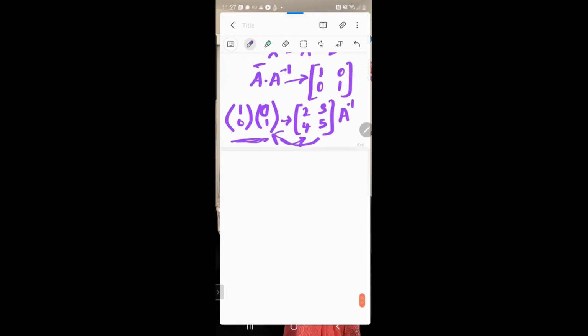Okay, cool. So now let's look at this equation. 2, 3, 4, 5. And we don't know what are here, so I'll just call them A, B, C, D. I'm supposed to multiply these two matrices and get this 1, 0, 0, 1.